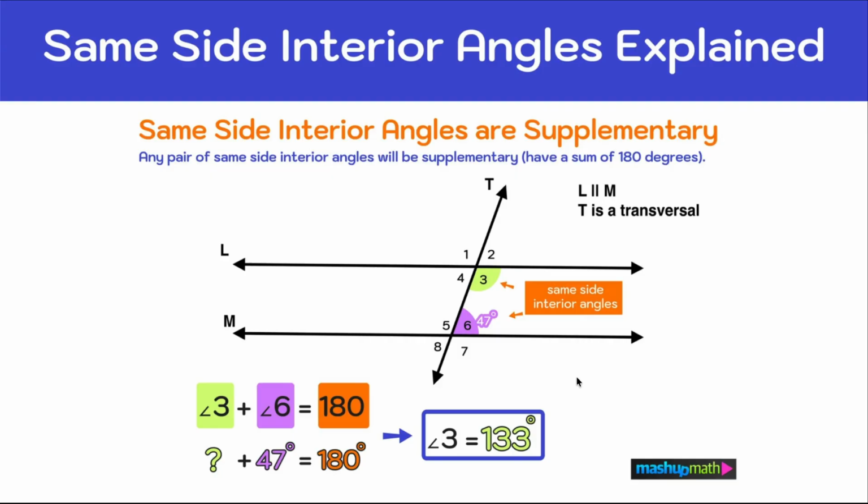And then we have the same side interior angles. So let's talk about that again. Same side, interior. So interior, in between the parallel lines, same side. So instead of alternating on opposite sides of the transversal, we're on the same side of the transversal. And they're saying these are supplementary. So they will add to 180 degrees. That's what supplementary angles mean.